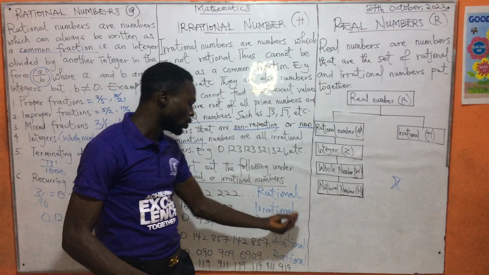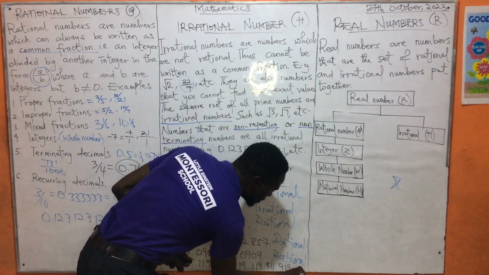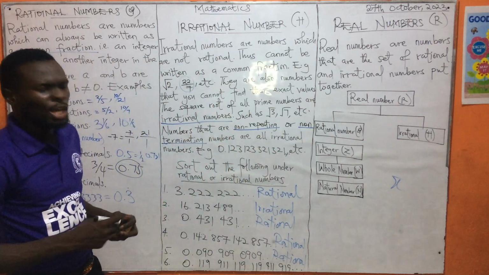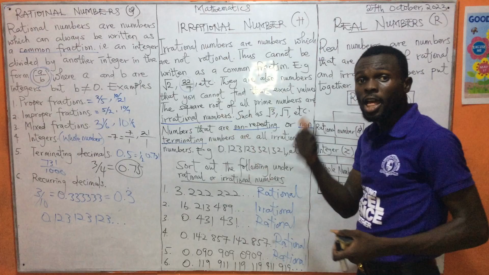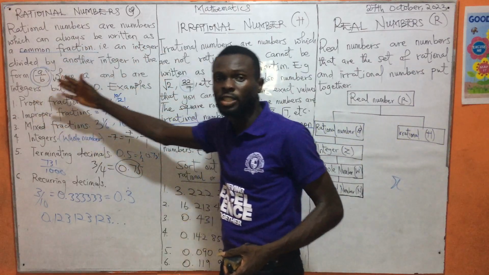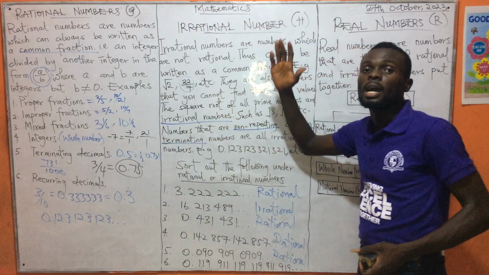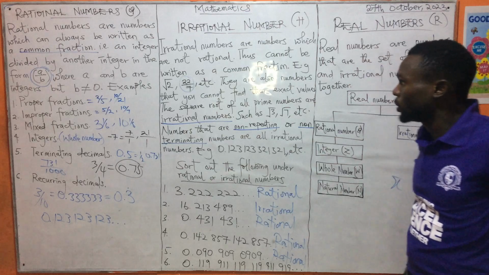Look at the way it is following. Look at the pattern. Let's bring the three dots, telling us that the number continues. Being able to differentiate between rational and irrational numbers helps us know that rational numbers can be written as a common fraction, while irrational numbers cannot be written as a common fraction.